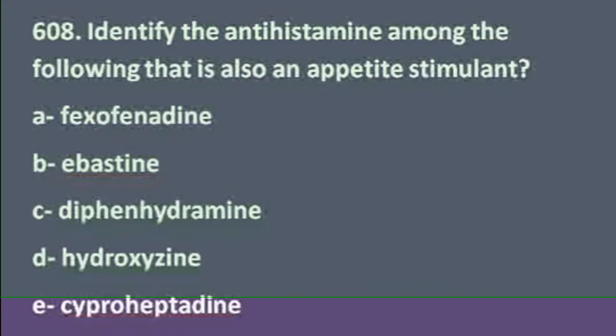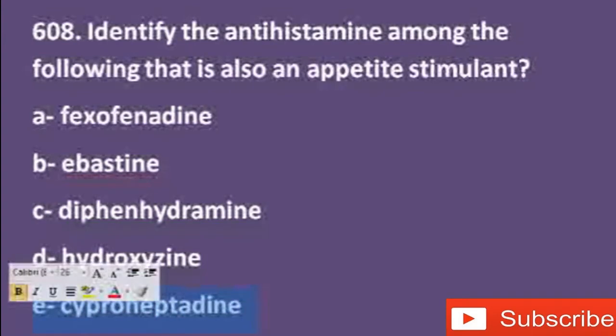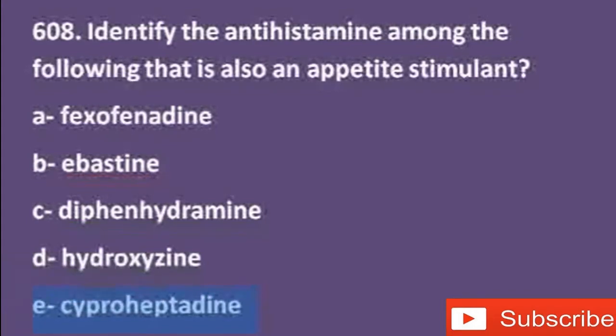Now the next MCQ: identify the antihistamine among the following that is also an appetite stimulant. So options are fexofenadine, ebastine, diphenhydramine, hydroxyzine and cyproheptadine. Actually among these the antihistamine that is also an appetite stimulant is cyproheptadine. It is actually used in syrups that are intended for appetite stimulation purposes. Like in our Pakistani market, the brand Trimetabol is there. It actually contains cyproheptadine that functions as an appetite stimulant.